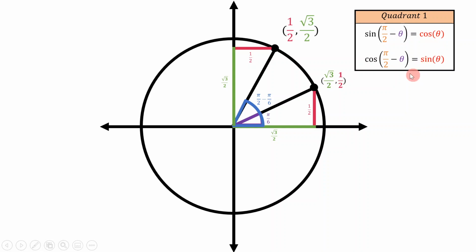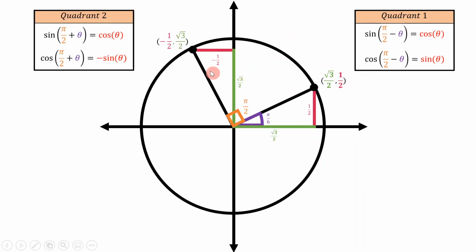And of course, this can now be applied to the second quadrant. So now as we move into the second quadrant, I'm now adding pi on 2 to it. Again, the cos of pi on 6 is the square root of 3 on 2. Well, when I add pi on 2 to it, so when I'm adding that 90 degrees, yet again the sine is going to be the square root of 3 on 2. So the cos of theta is equal to sine of pi on 2 plus theta.